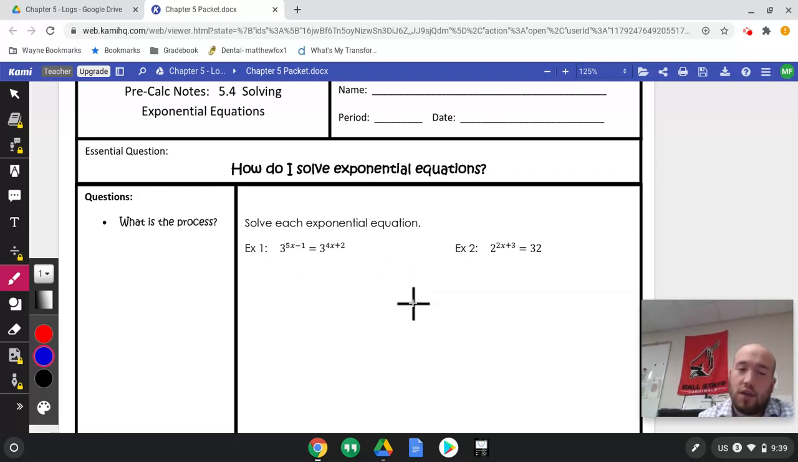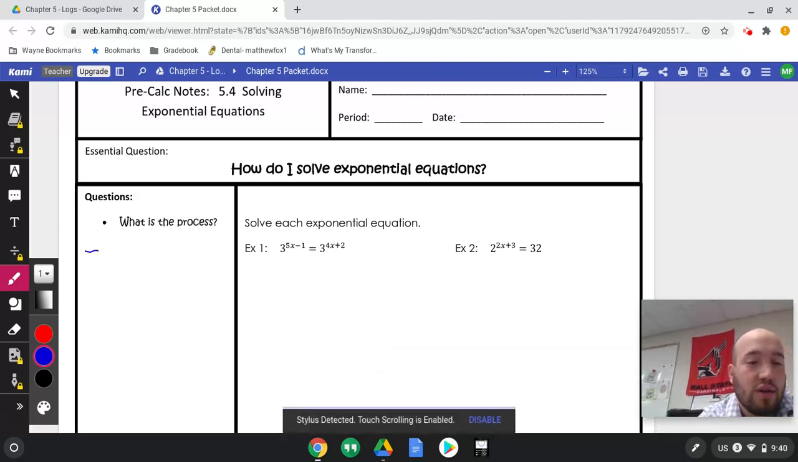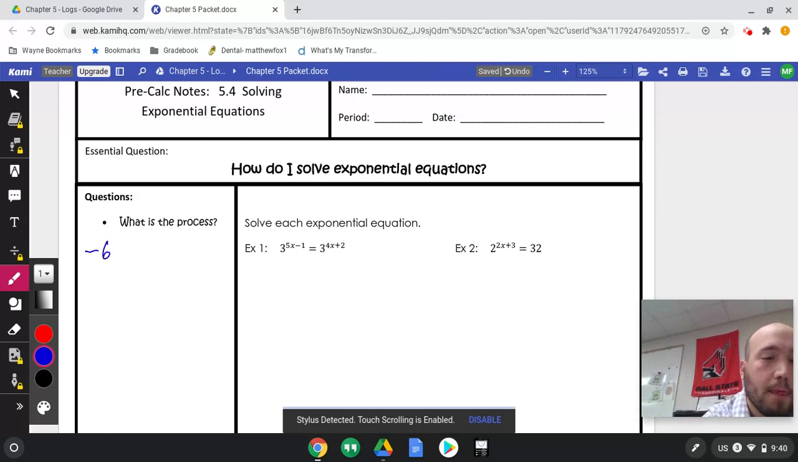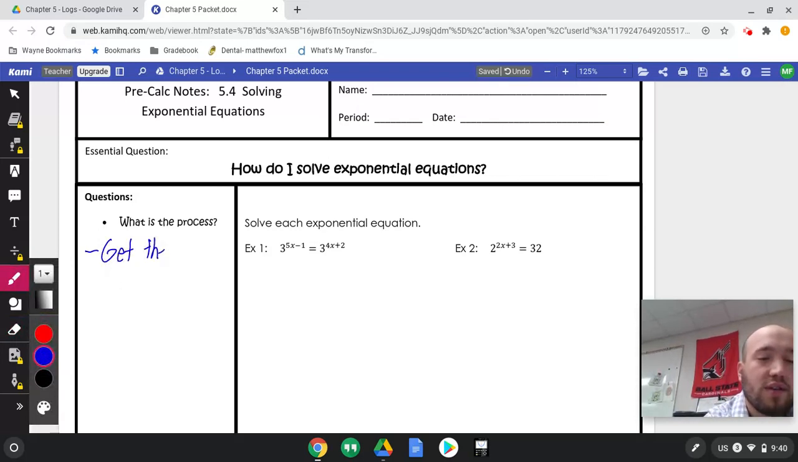So right here, what is the process? Our first step, and this is not always going to be required, is to get the bases the same. So our bases, we want to get the same. The reason I say this isn't always the first step is because sometimes this is already done for you. So if we try to get the bases the same, let's look at example 1 here.